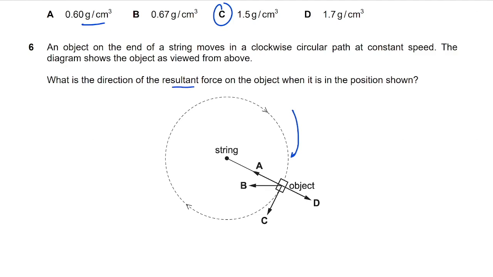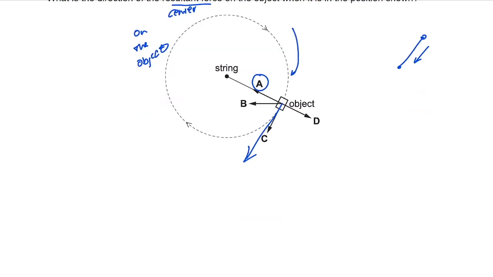Now, the resultant force always acts towards the center of the circle. It is always acting on the object. So that means the force will always act on the object. So the answer would be A. None of these other forces would act like that. But if we stopped, it would go in this direction. So if we let go, for example, we have a ball and we are throwing it in a circle. As soon as we let go, it would go in this path. And the force is always acting on whoever the person is rotating that ball. So here the resultant force would always be A. So the answer for number 6 is A.